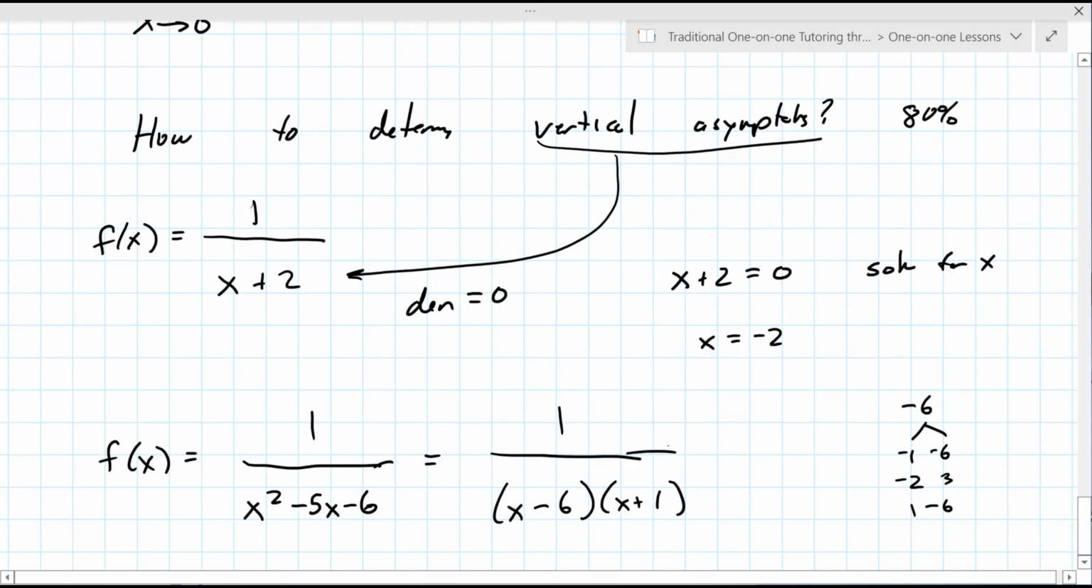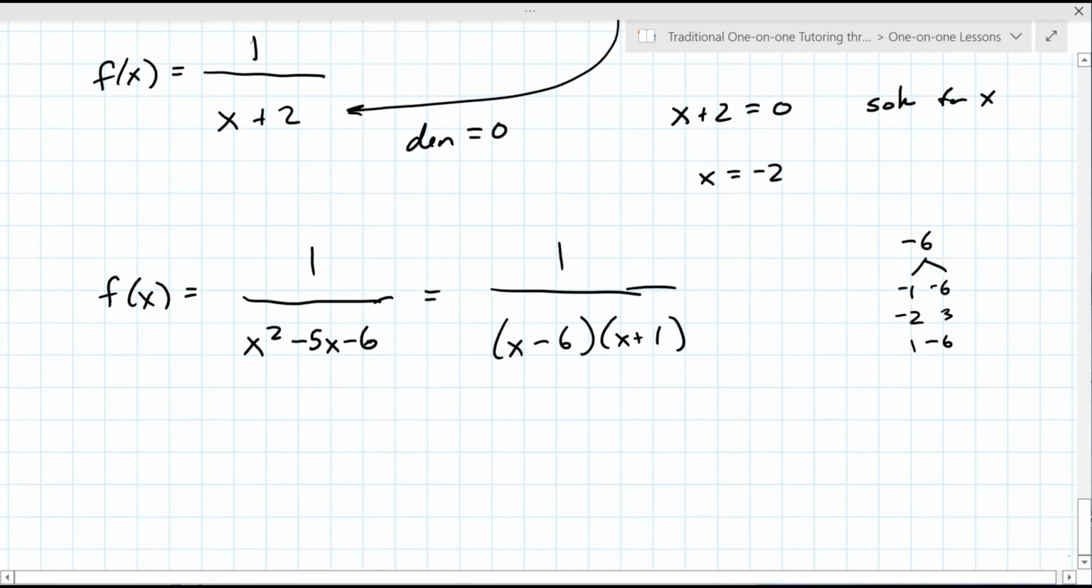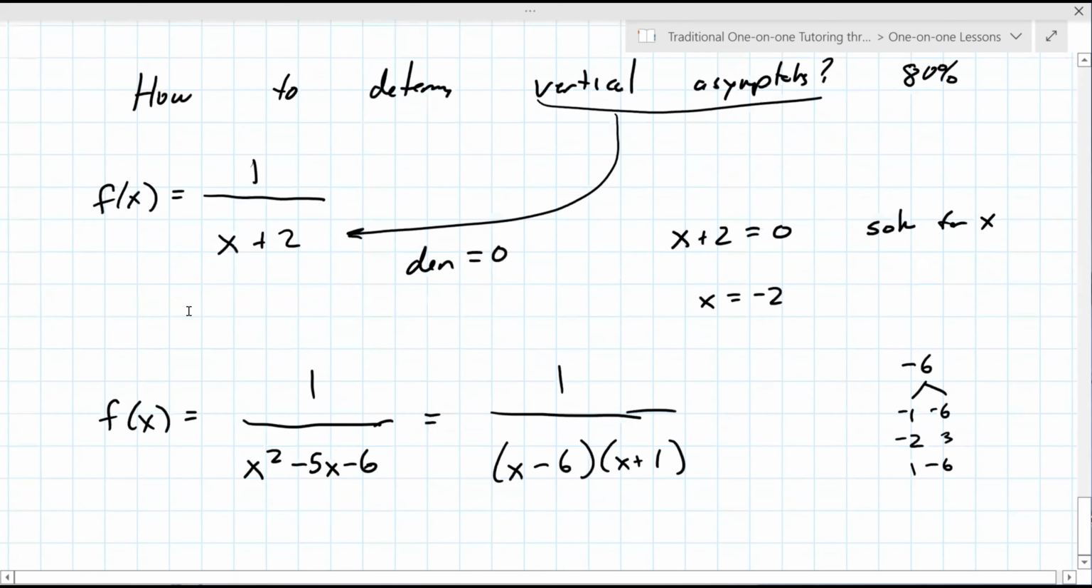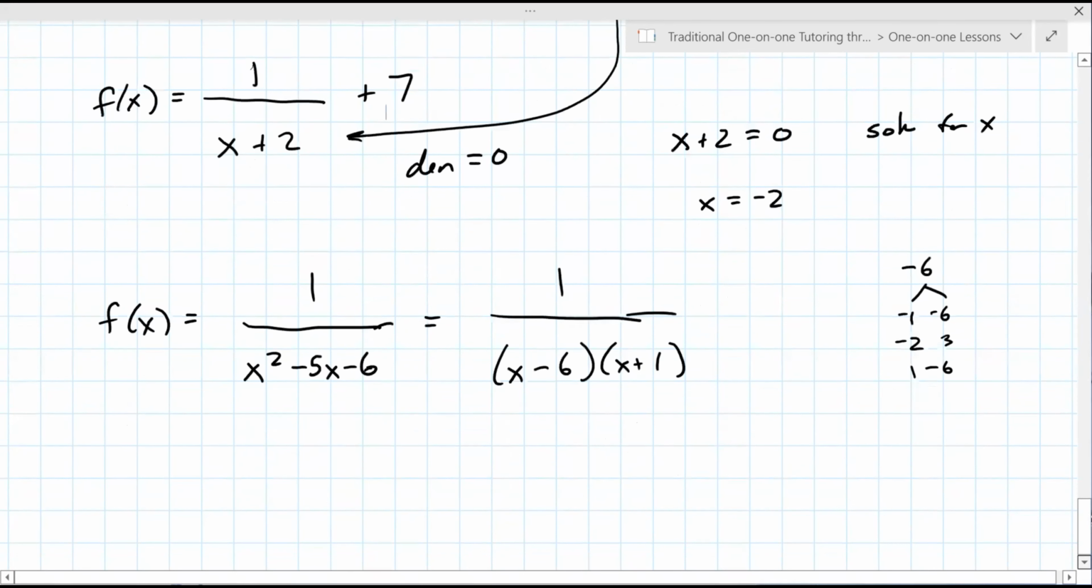So this one has 2 vertical asymptotes, but it really isn't a violation of what I just said. You really do set the bottom equal to 0, but it could be more complicated than just setting it equal to 0. It's just going to be more of the work, per se. Now, in this first problem up here, if I had said plus 7 over here to the right, it still doesn't affect this. You still set the bottom equal to 0. Same process.